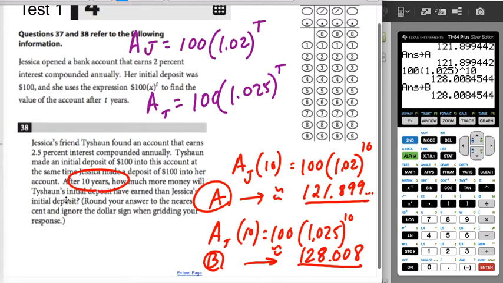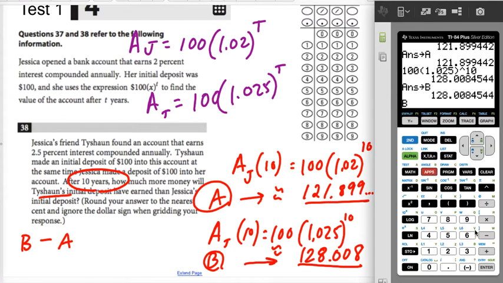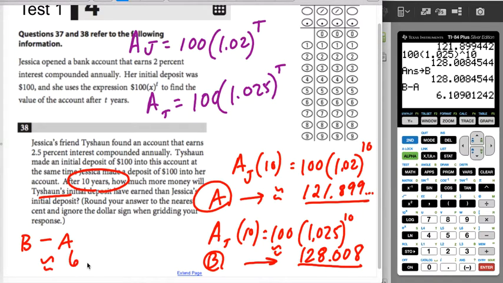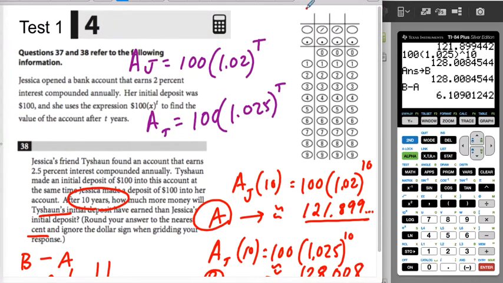So if I want to know how much more Tyshawn made, I'm just going to do what Tyshawn made, which was B, right, minus A. So in my calculator, I'll do alpha B minus alpha A, and I get that he earned, they said round to the nearest cent. So if I round this, this is a 6.11. So if I go back up, this is $6.11. So 6, bubble the dot, bubble the 1 and the 1. Okay, and that's it.